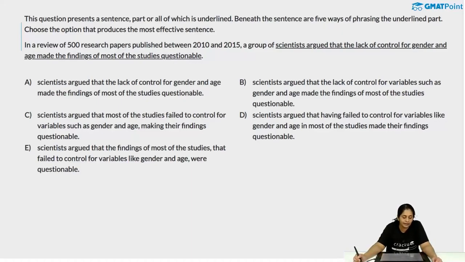In this particular question, we have a sentence correction question which requires us to find the correct way of phrasing the underlined part. So let's take a look at the sentence. In a review of 500 research papers published between 2010 and 2015, a group of scientists argued that the lack of control for gender and age made the findings of most of the studies questionable.